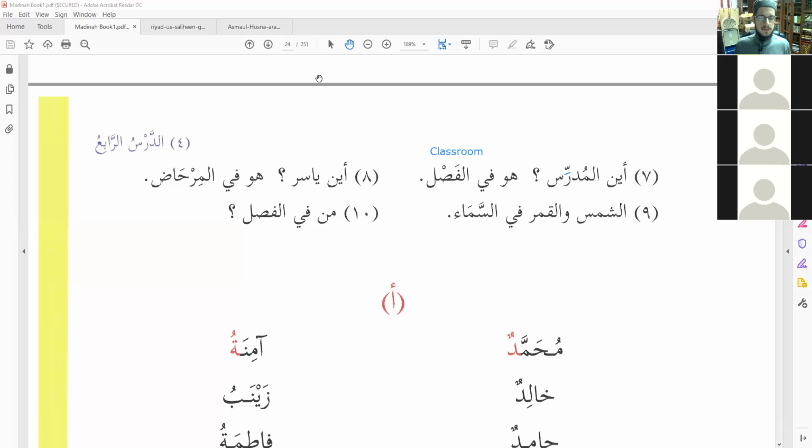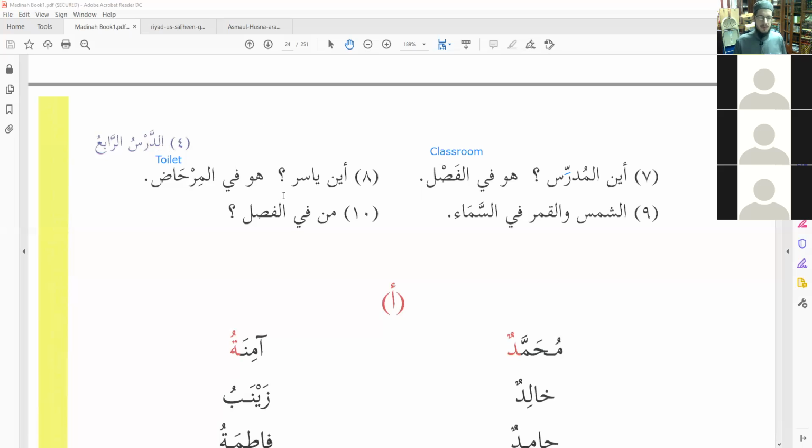أين ياسر؟ هو في المرحاض. Yes. Very good. Al-mirhab is the toilet. Okay, so there's a difference between al-hammam and al-mirhab. So al-hammam, it could be a Turkish bath, right? It could be like that's the spa thing, depending on what part of the Arab world you're from. If you're in Sham, al-hammam is not a bathroom like we have. It's a Turkish bath, right? Whereas the actual word for the toilet itself is al-mirhab.